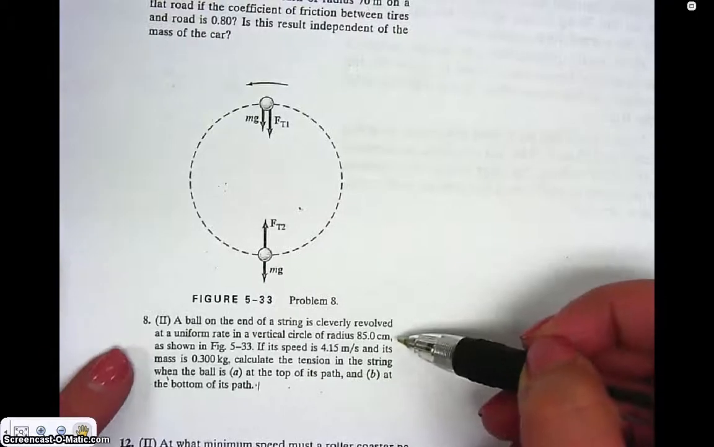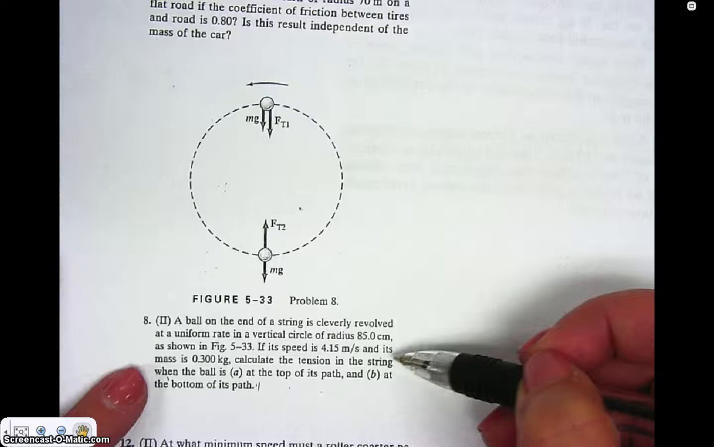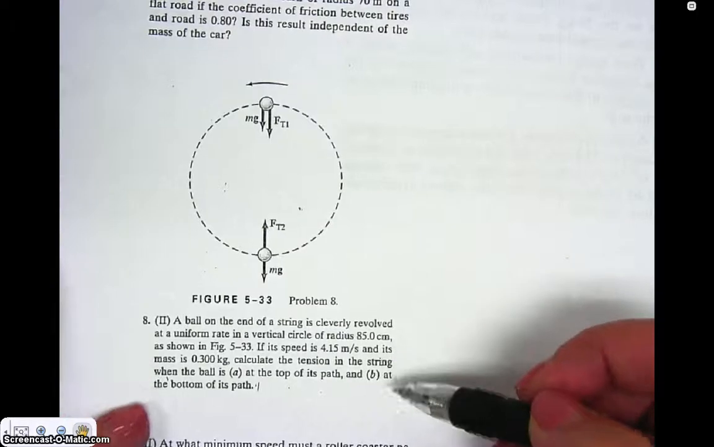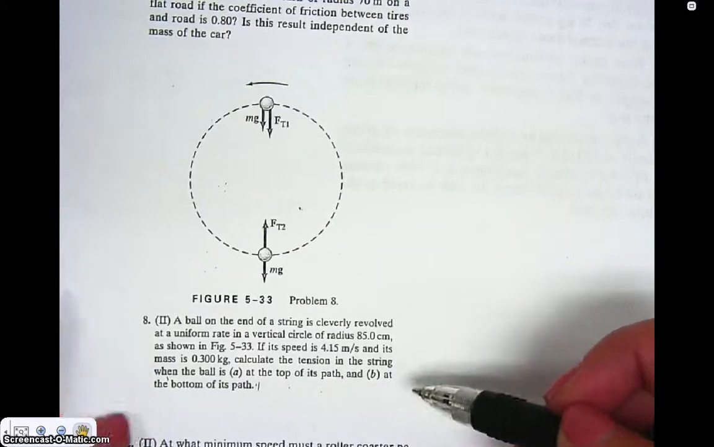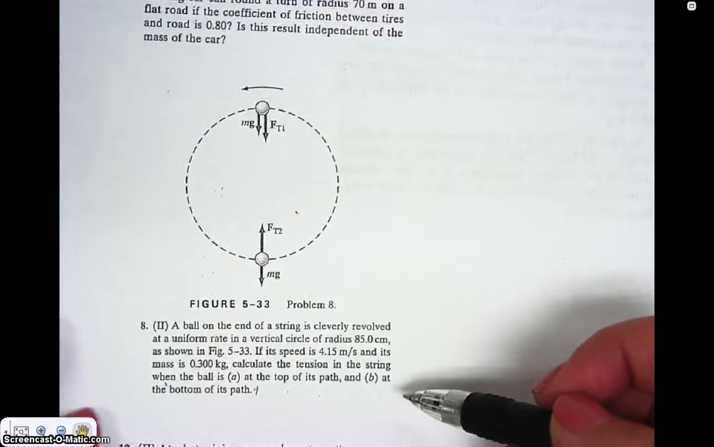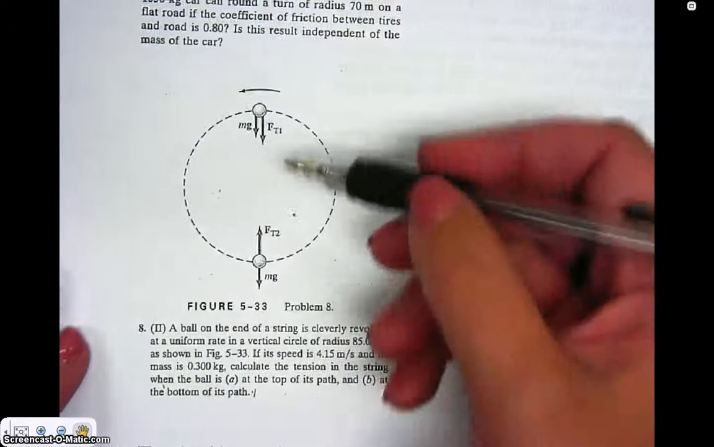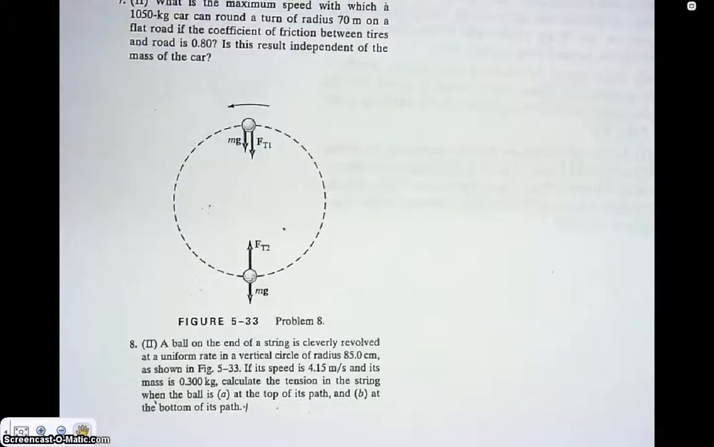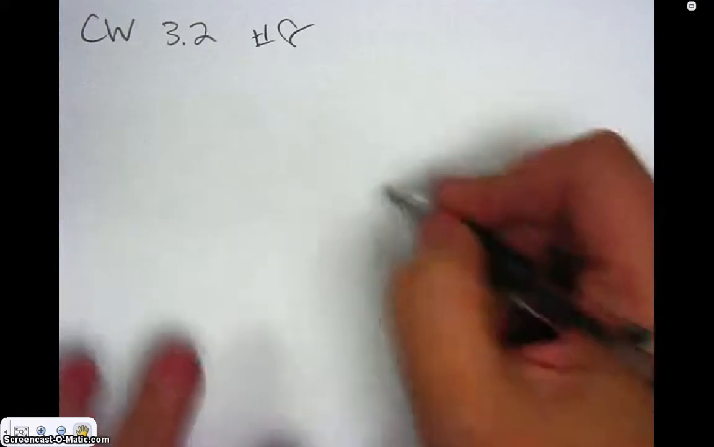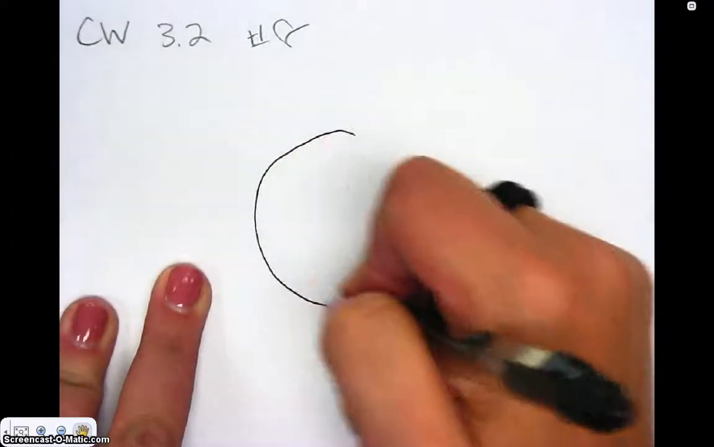The circle is 85 centimeters, the speed is 4.15 meters per second, and its mass is 0.3 kilograms. It says calculate the tension in the string when the ball is both at the top and at the bottom. Okay, so at the top we can see that the forces act together, and at the bottom they act opposite of one another. So I'm actually going to redraw this just so I can draw it myself and get the idea in my head, right?